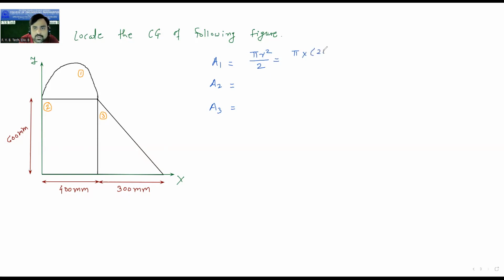200 mm. Radius is 200 mm. 200 square divided by 2. आता कुठून आली 200? तर इथं बघा, this dimension is 400. This is rectangle, so this is also 400. If this is 400, this dimension is also 400.